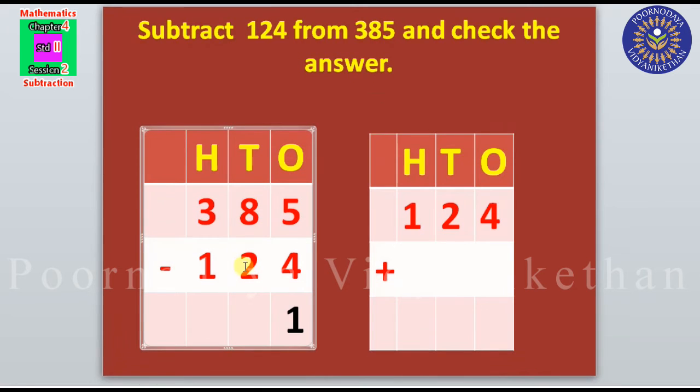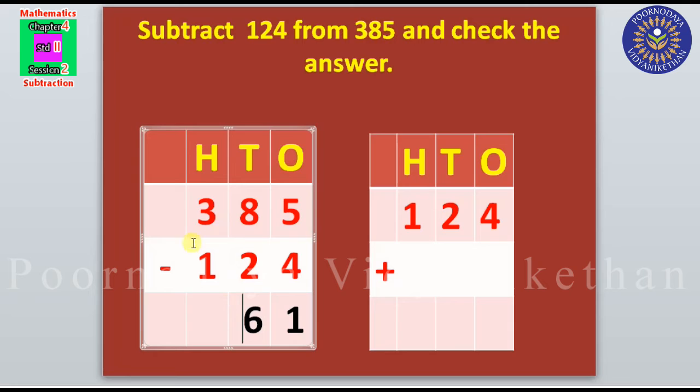8 minus 2. 8 minus 2 is equal to? Yes, you have to count 8 fingers and fold 2 fingers. Count the remaining fingers. What will you get? 6. 8 minus 2 is equal to 6.